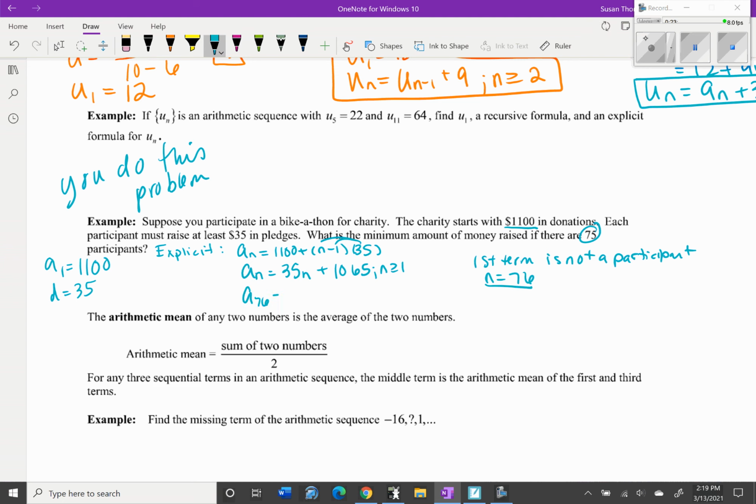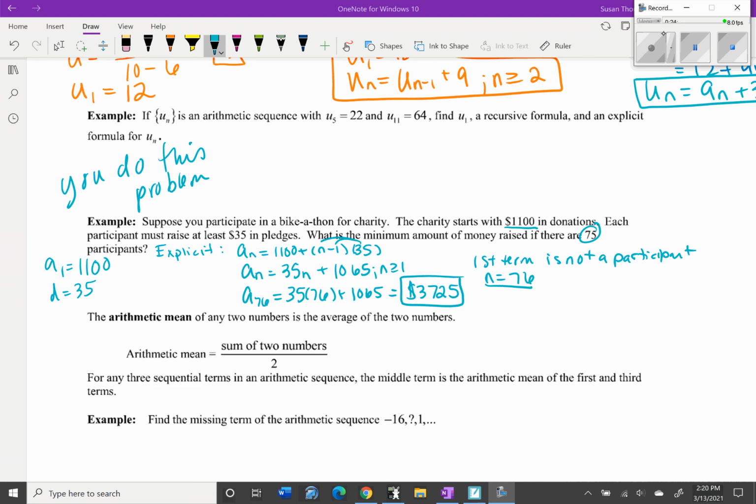So a sub 76 is equal to 35 times 76 plus 1,065. So that gives us, when we solve it, $3,725 would be the minimum amount of money raised if there were 75 participants.